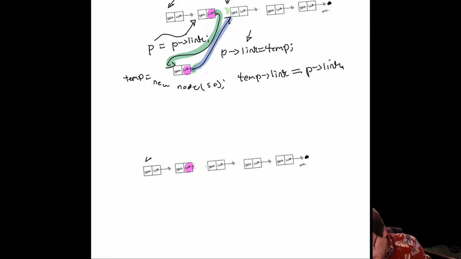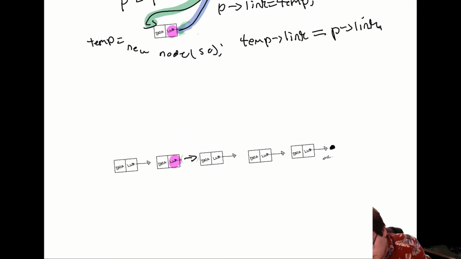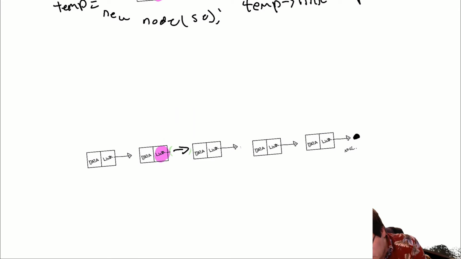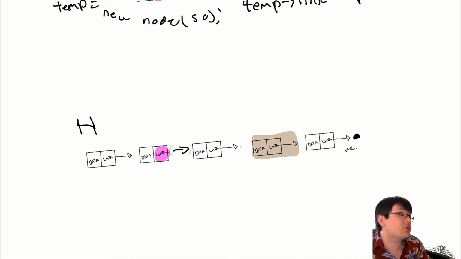Okay, so there we go. So we've got ourselves, let's say we want to delete this one, okay? That's what we want to get rid of. So first of all, we have to find the node. That's a challenge of its own, actually. We have to traverse this.